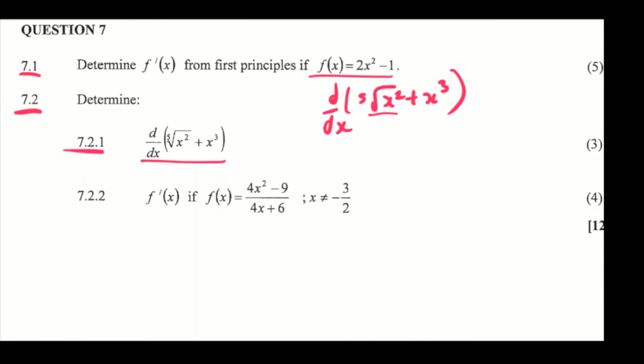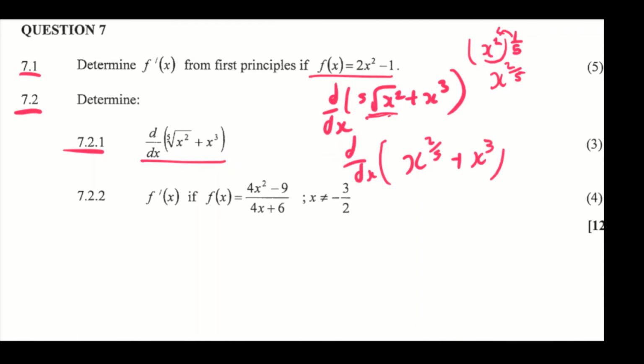So we must first deal with this expression here. We know very well that when something is written like this, it basically means that x squared into 1 over 5, right? And the 1 over 5 will multiply everything here, so it's going to be x to the power of 2 over 5, right? So I'm just going to write that d/dx into x to the power of 2 over 5 plus x cubed, like that.